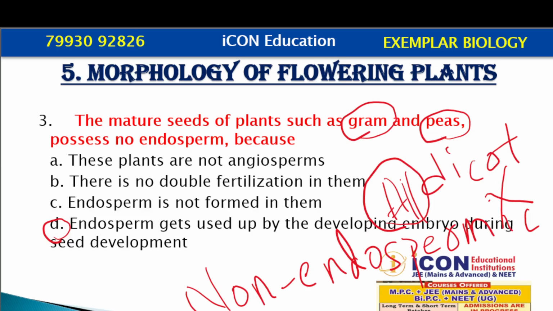Okay, so one more question can be framed on this. So gram and peas will not have endosperm because the endosperm is getting used up by the developing embryo during seed development.